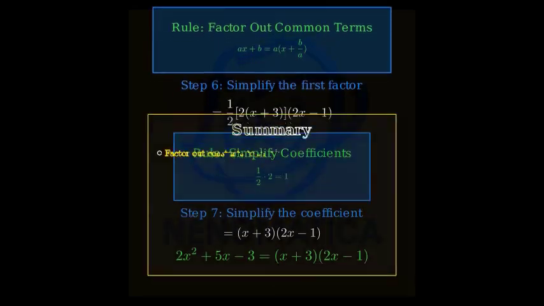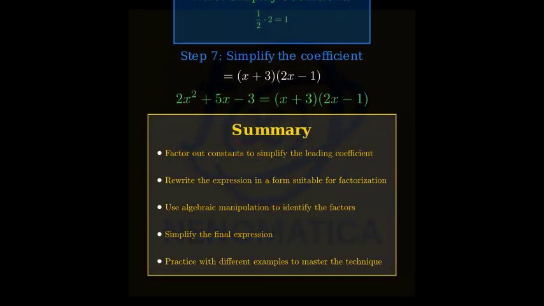Let's summarize what we've learned. First, we factored out 1/2 to make the leading coefficient more manageable. Then, we simplified the expression inside the brackets. Next, we rewrote the expression to identify the structure that would lead to factorization. We manipulated the terms to match the pattern of a perfect square trinomial. Finally, we simplified our factorization to get the final answer.